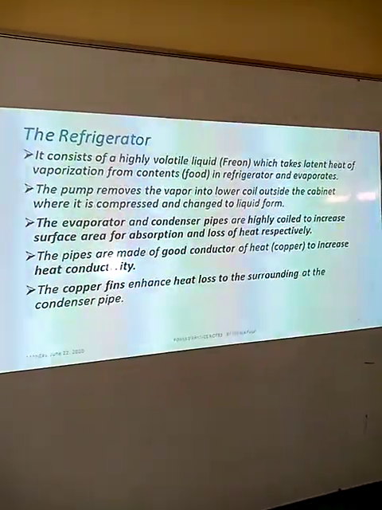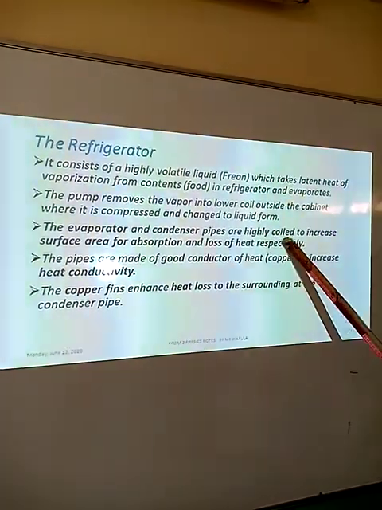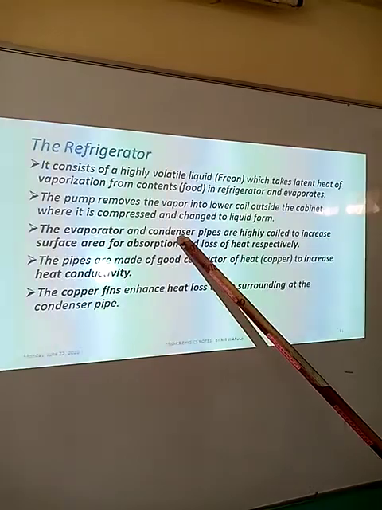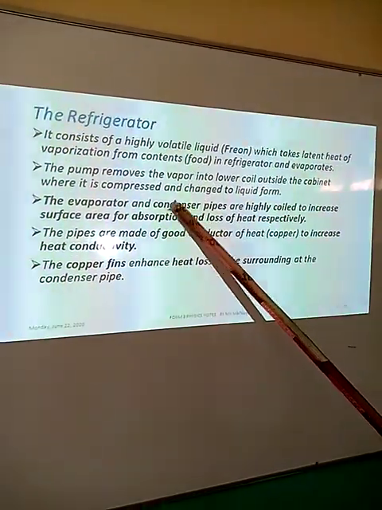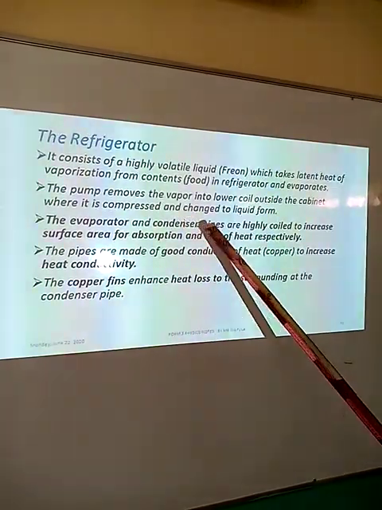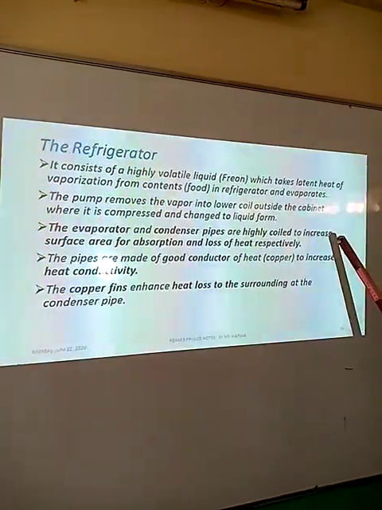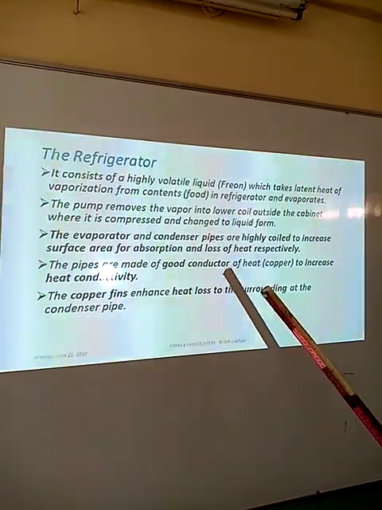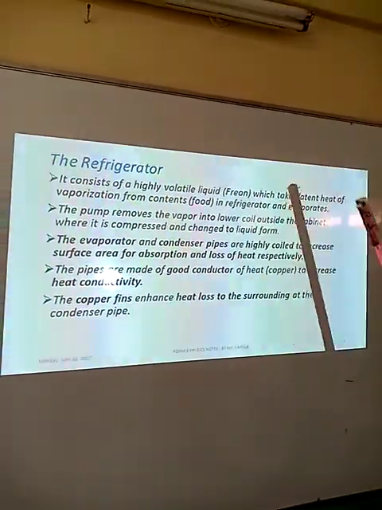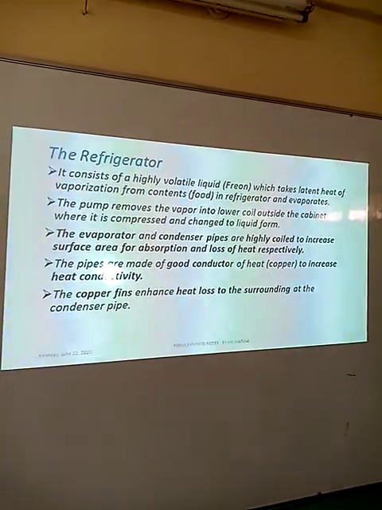Then the evaporator and the condenser pipe are highly coiled. I've said that. The reason why they are coiled is to increase the surface area for the absorption of heat. That is the condenser pipe. So the evaporator is for absorption of heat, then the condenser is for the loss of heat. They are highly coiled to increase the surface area. So the evaporator is to increase the surface area for absorption of heat, then the condenser pipe is to increase the surface area for the loss of heat.